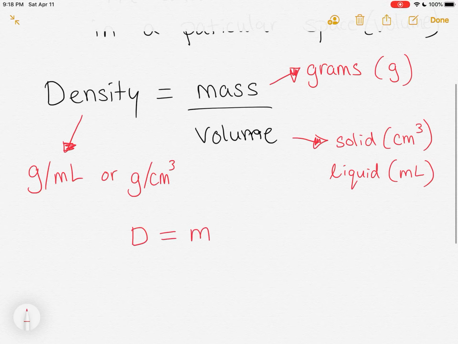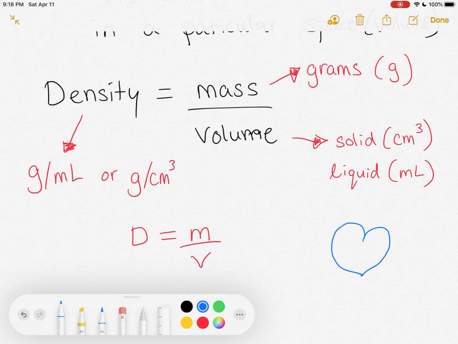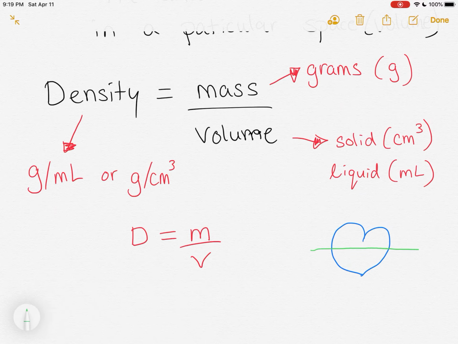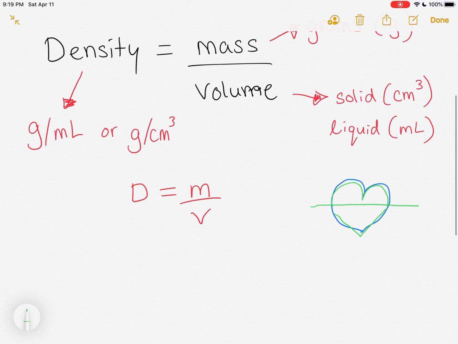Now, an easy way to remember the formula for density. Our formula for density: D is equal to M over V. An easy way to remember that is that we love density. When you look at a heart and you draw a line through it, it looks like we have an M on the top and a V on the bottom. That's how we come up with our formula for density. We have to love density, and so we end up with an M over a V: mass divided by volume.